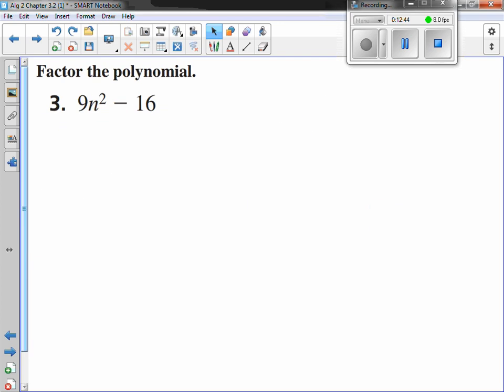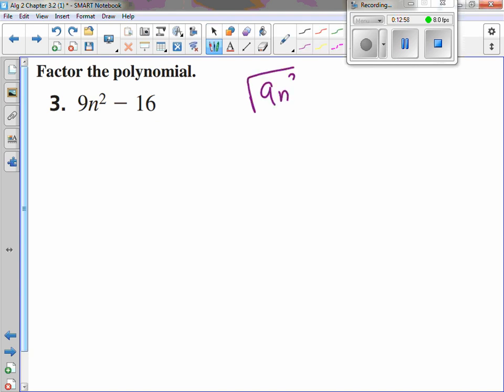Now this one here looks a little bit harder, yes? Because we have 9n squared minus 16. But we still have two things being subtracted, and we don't have a middle term, correct? So let's see if it's a difference of perfect squares. I need to take the square root of 9n squared and the square root of 16. What's the square root of 9? The square root of n squared would be n, and the square root of 16.